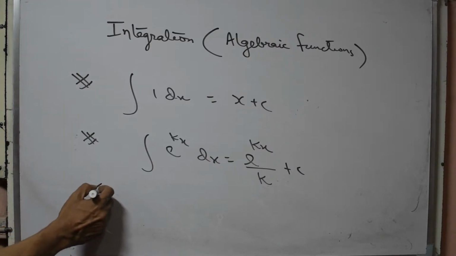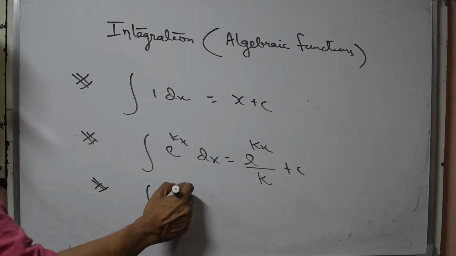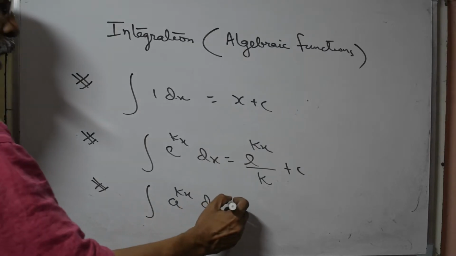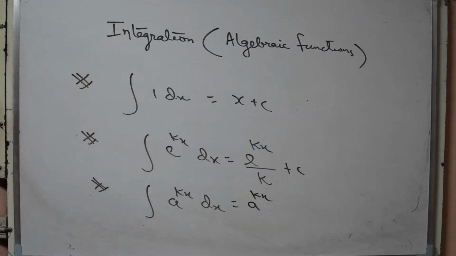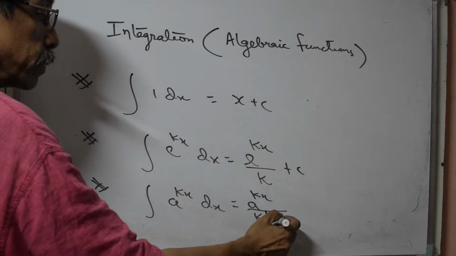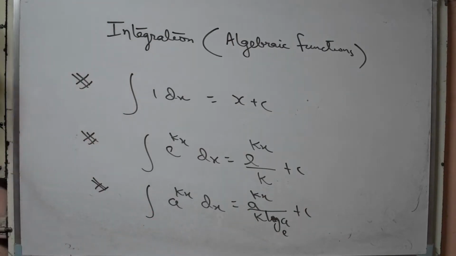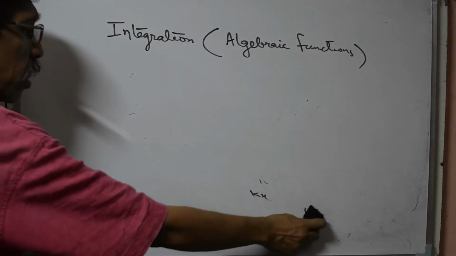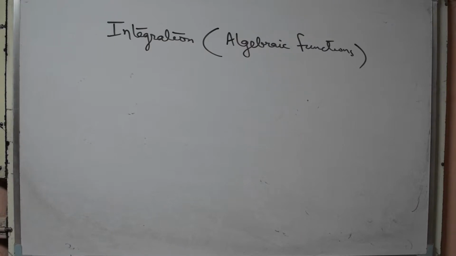On this idea we have one more, that is a to the power kx. a is any number other than e, and the result will be a to the power kx, similar to e to the power kx, divided by k as before, and there is a log a to the base e. So these few formulas are the basic formulas of integration. And now we will see some examples. The approach is to simplify the function first, then separate the terms and integrate.